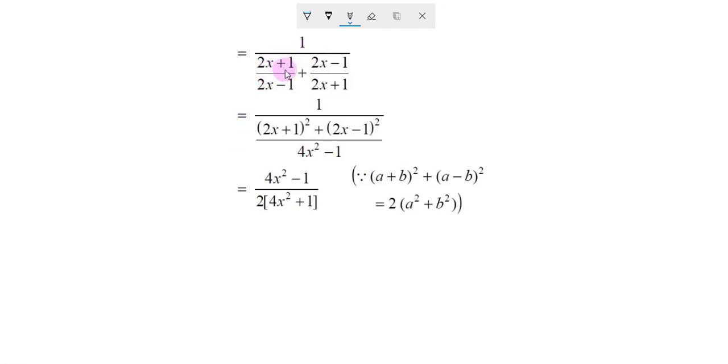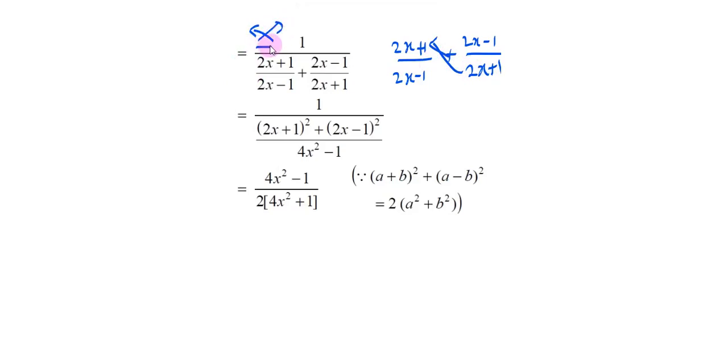So 1 by 2x plus 1 plus 1 by 2x minus 1 plus 2x minus 1 by 2x plus 1. Now let us take a cross multiplication. Here we go, look: 2x plus 1 by 2x minus 1 plus 2x minus 1 by 2x plus 1. Move this 2x plus 1 here. Already I told this, it is simple, right?